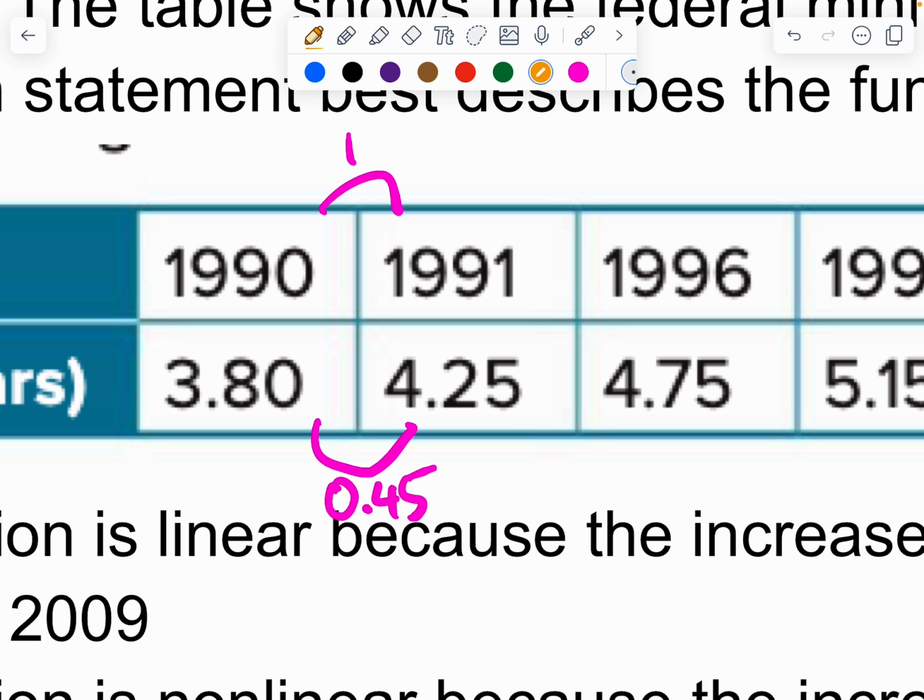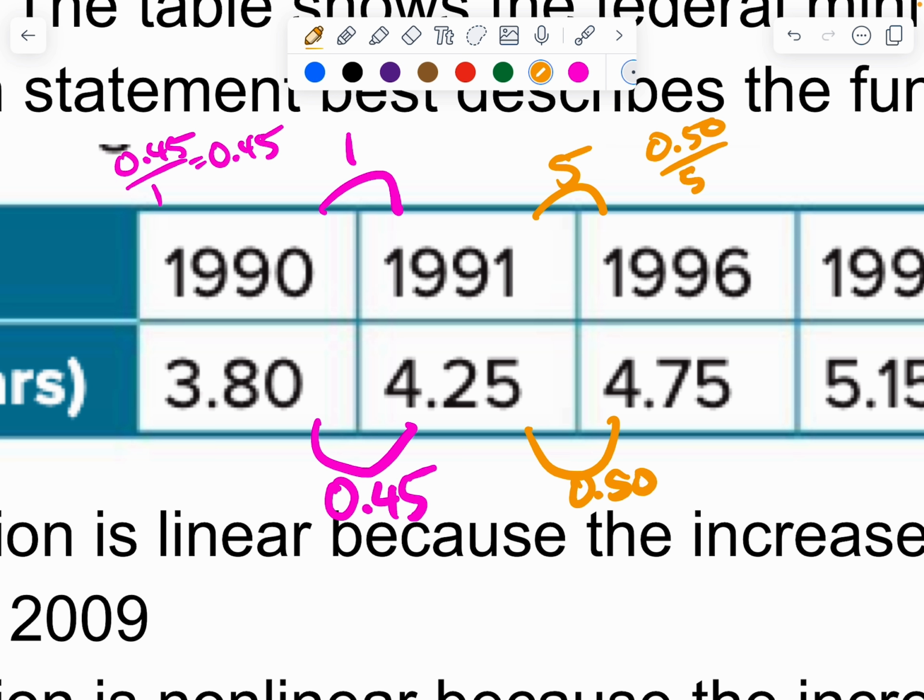Okay, sorry, I should do this, 0.45 over 1, so that's 0.45. Okay, so then we're going to do this, and this is 25 cents. No, it's not. It's 50 cents. 50 cents, and this is 5. So this is 0.50 divided by 5, so that's going to get me 10 cents.